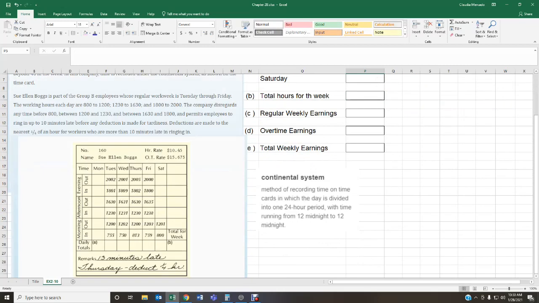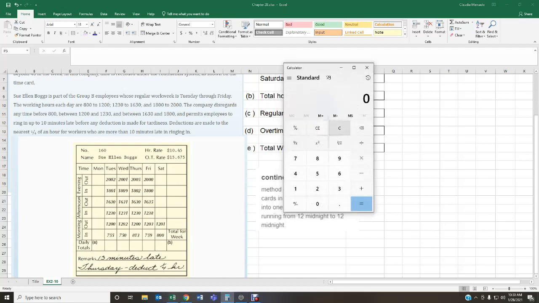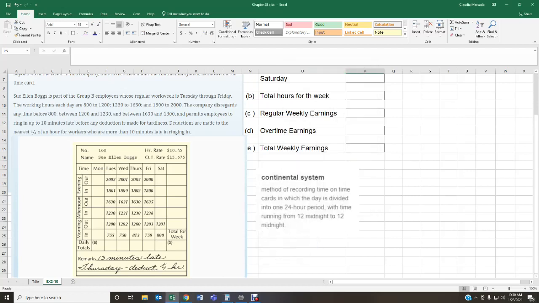Now let's look at our remarks. It says that on Thursday, we have to deduct 1/4 of an hour. So we are on Thursday. On Thursday, the employee clocked in at 8:13. That's 13 minutes late. Because it's 13 minutes late, we are going to dock them 1/4 of an hour, which we had said was 0.25 hours. Okay? So the employee clocked in 13 minutes late. They're going to get penalized.